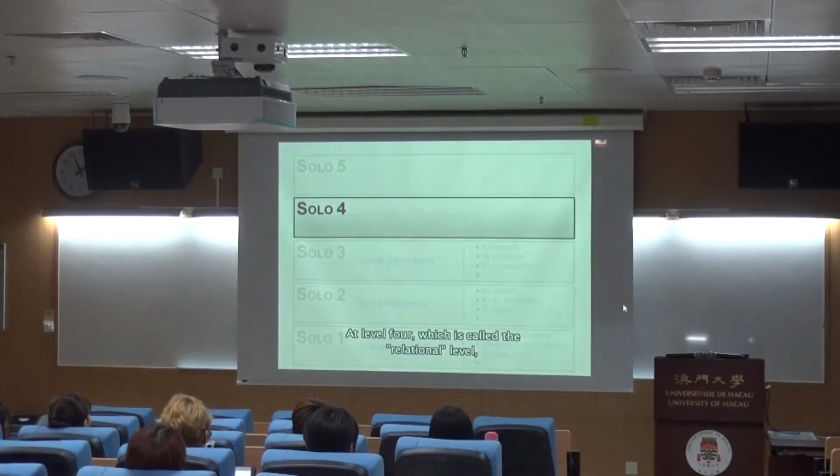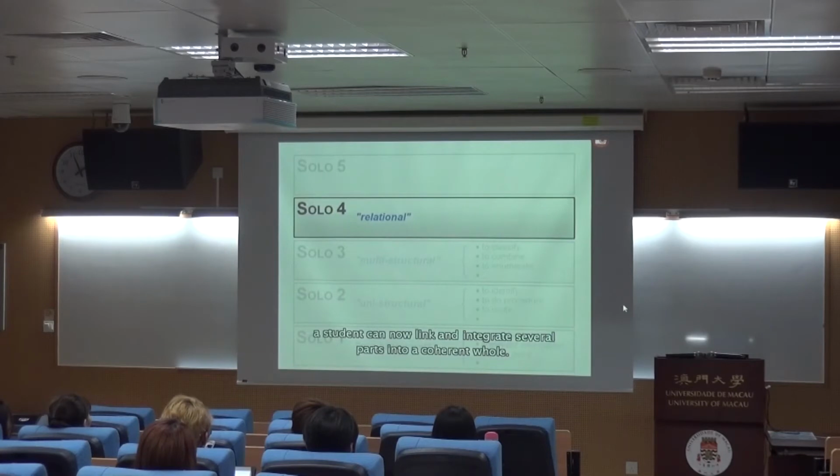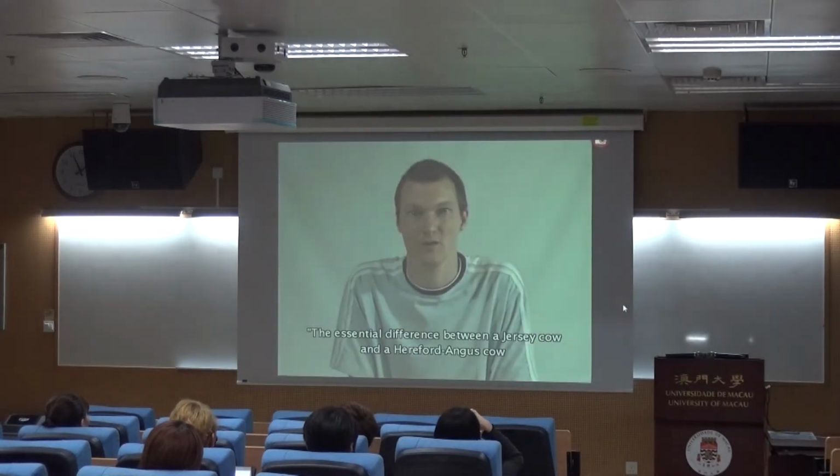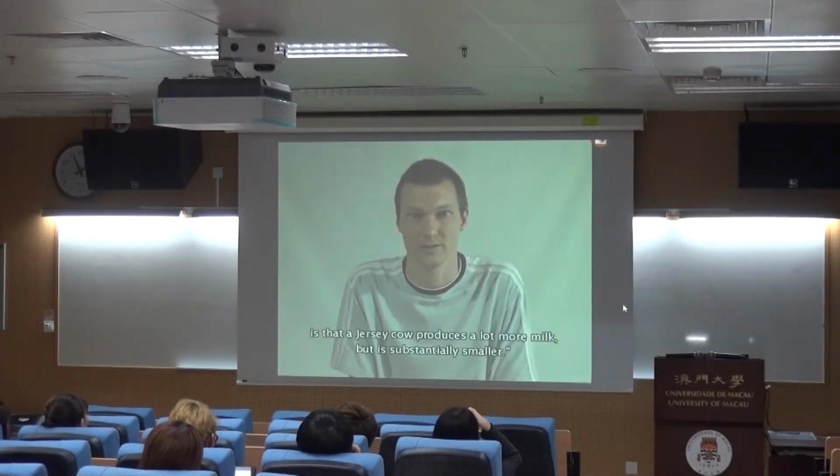At level four, which is called the relational level, a student can now link and integrate several parts into a coherent whole. Details are linked to conclusion, and its meaning is understood. He has the ability to relate, to compare, to analyze, and so on. The essential difference between a Jersey cow and a Hereford Angus cow is that a Jersey cow produces a lot more milk, but is substantially smaller.